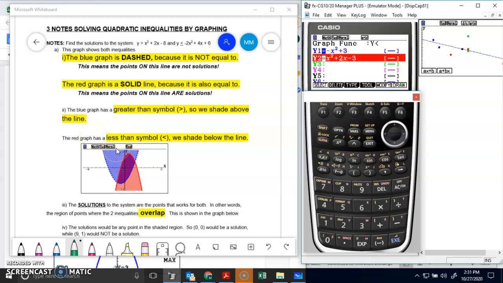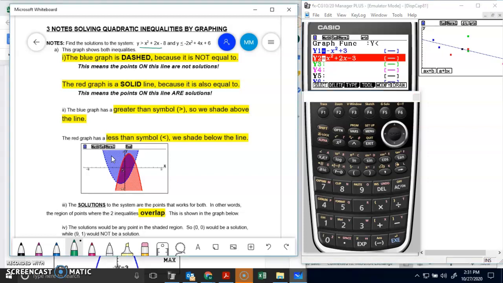Welcome to today's lesson. We're going to be taking a look at more quadratic inequalities. This time we're going to be graphing them as a system with two variables, y and x, not just on a number line, not just solving for x. We're going to be actually graphing them.